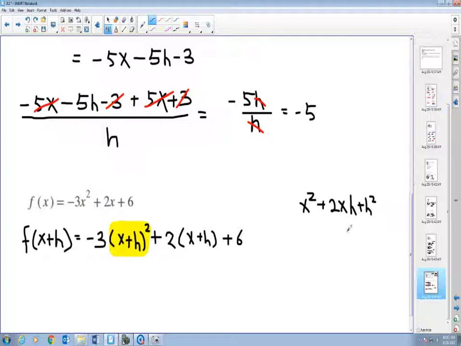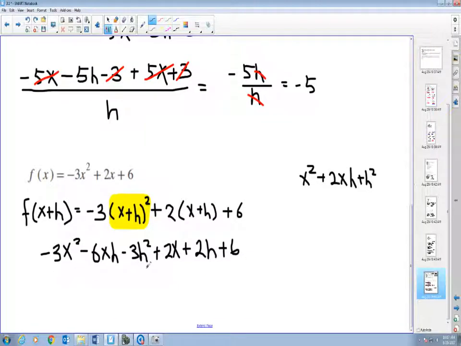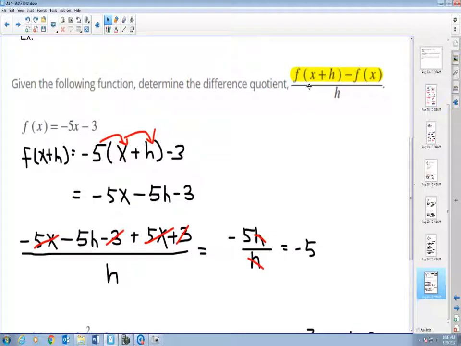With a negative 3 in front, do a distribution on these three terms. I should have negative 3x squared minus 6xh minus 3h squared. Positive 2, do a distribution: positive 2x, positive 2h, and the positive 6 as my third term. I don't think there's any like term to combine here. So all these terms will be the f of x plus h.